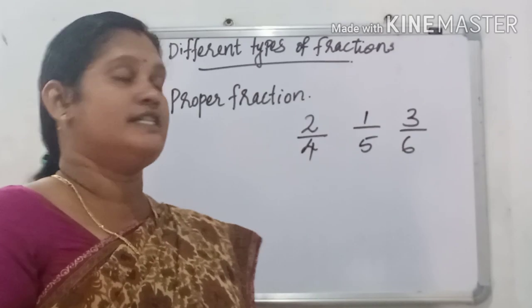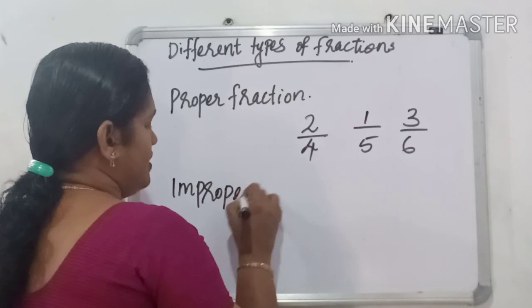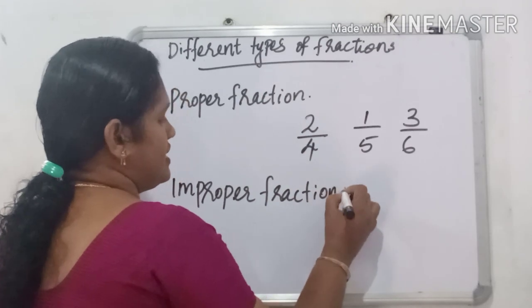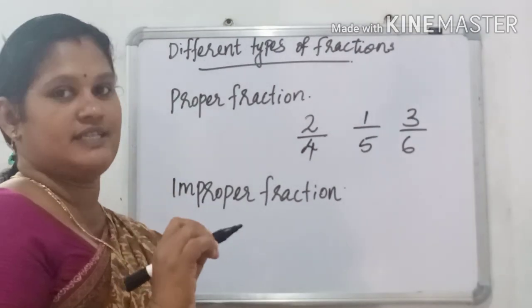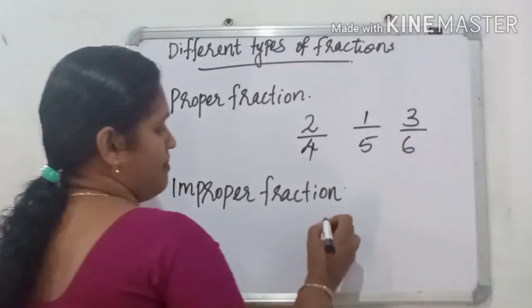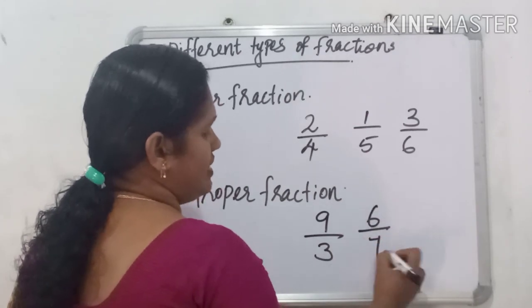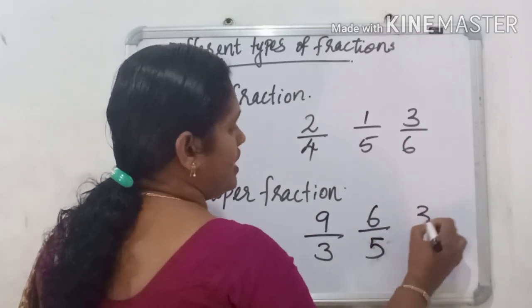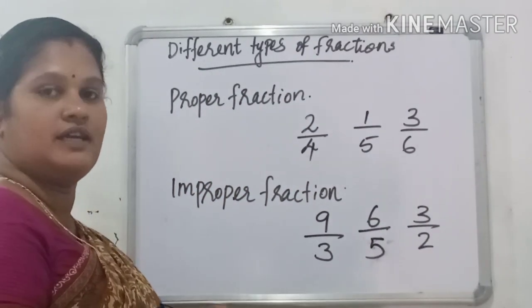Next type of fraction is improper fraction. What is improper fraction? If the numerator is greater than the denominator, such kind of fractions are called improper fractions. For example, 9 by 3, 6 by 5, 3 by 2, etc. are the examples of improper fraction. Clear?